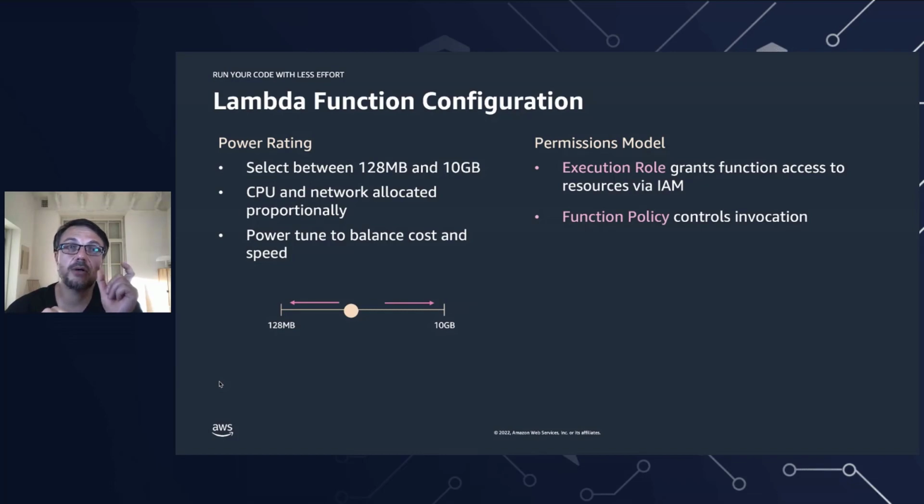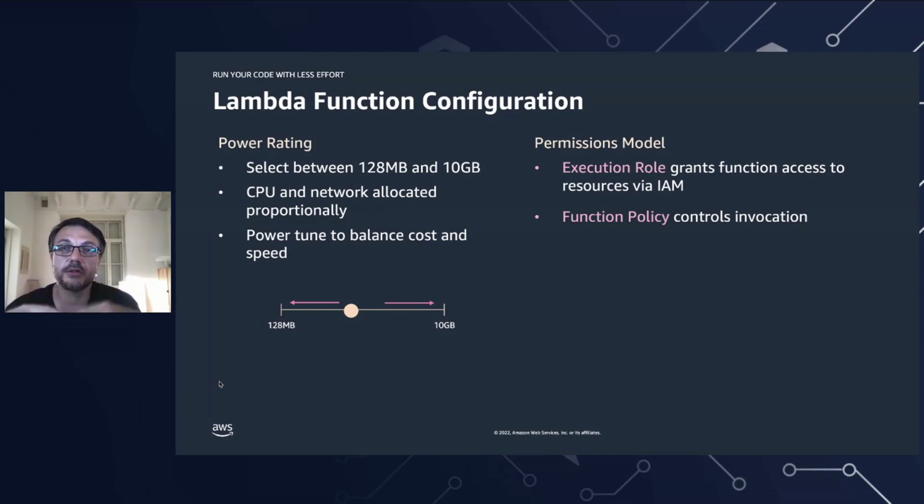But depending on the amount of memory you set, the Lambda runtime will allocate CPU power proportionally. So the more memory you give to your function, the more CPU power it will get, up to 6 virtual CPUs for 10 gigs of RAM. And tuning these parameters sometimes may bring additional value in terms of performance and cost.